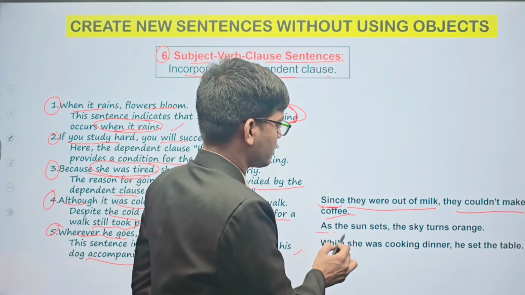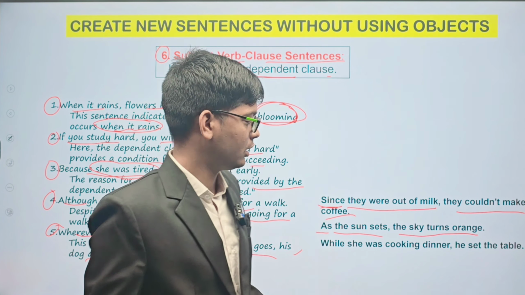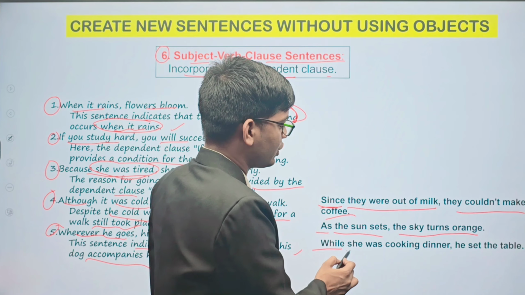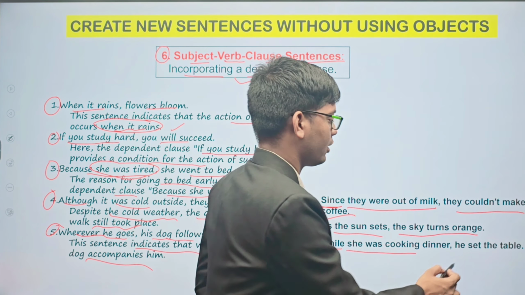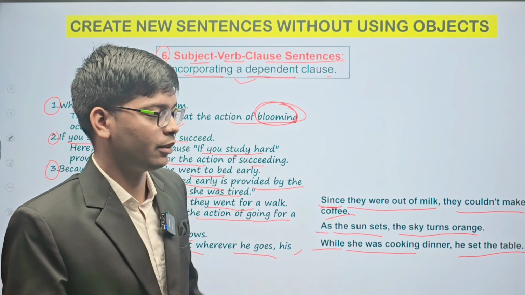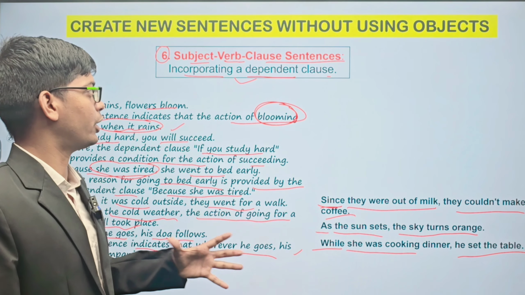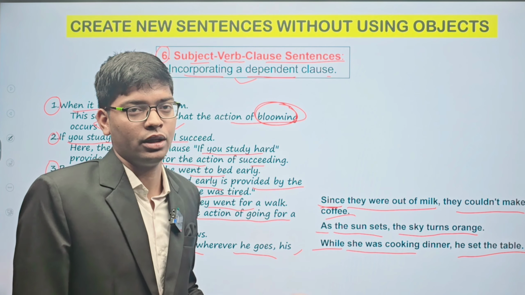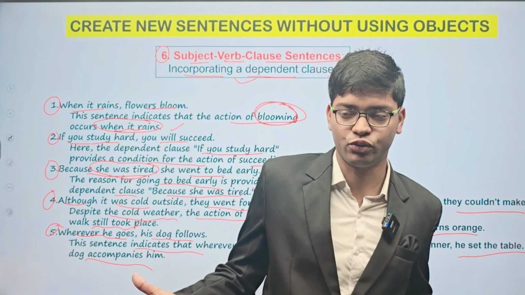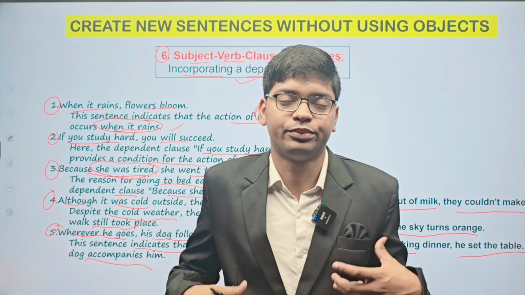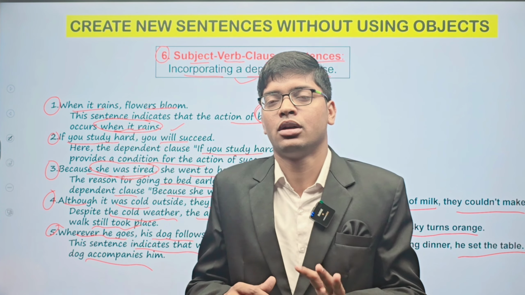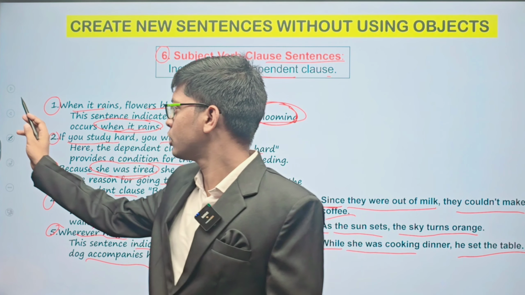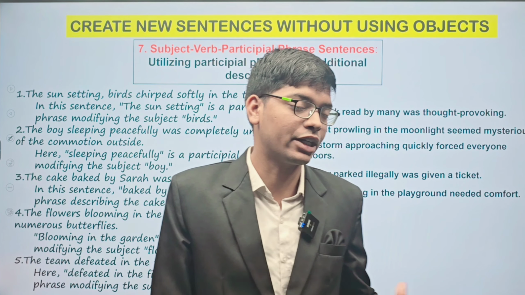Next one: "As the sun sets, the sky turns orange." "While she was cooking dinner, she set the table." Using this way you can create new sentences with subject, verb, and clause, without using any object. These are very useful for telling any situation or condition. So let's move to our next way.